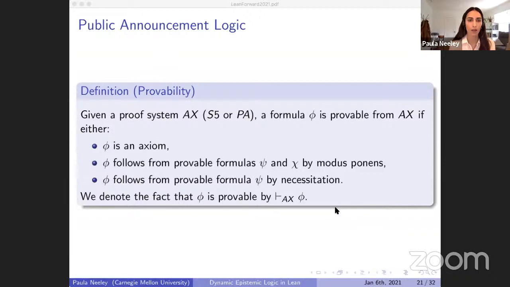Okay, the two proof systems, S5 and PA, are defined inductively in Lean. So the notion of provability is also defined inductively as follows. Given a proof system, either S5 or PA, a formula phi is provable from it if either phi is an axiom, phi follows from provable formulas psi and chi by modus ponens, or phi follows from provable formula psi by necessitation.